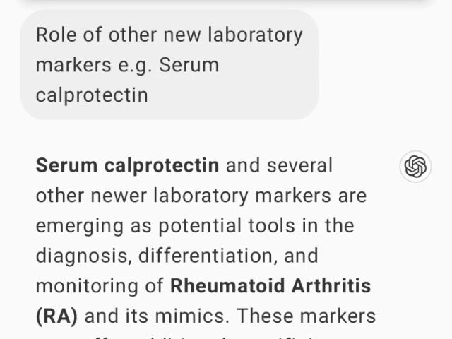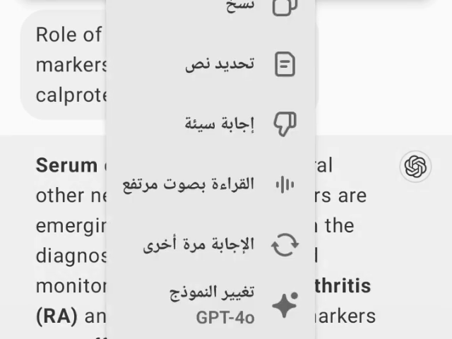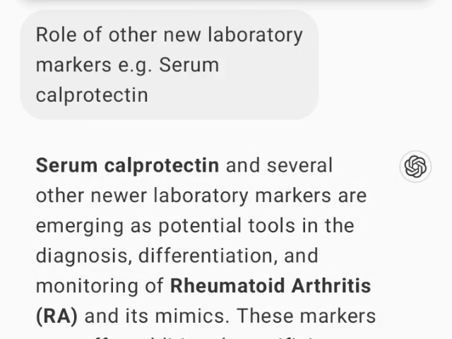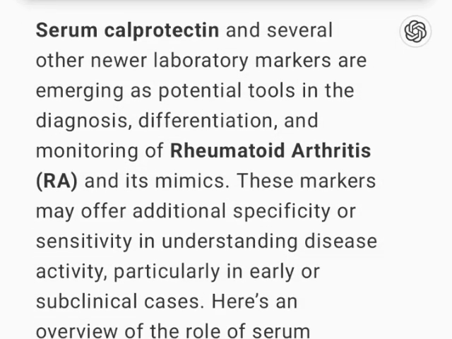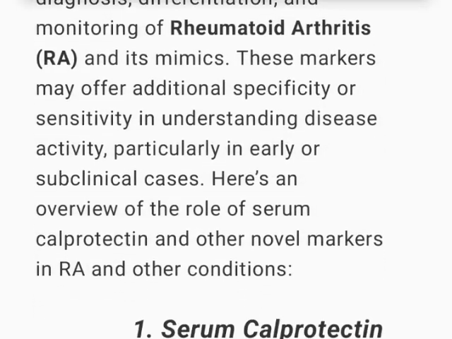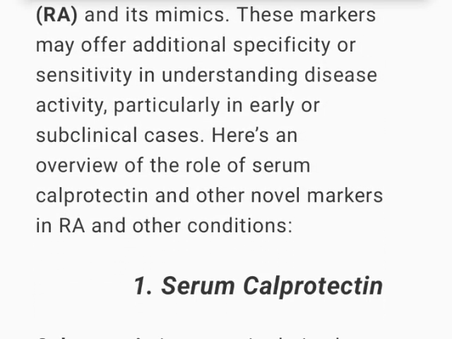Serum calprotectin and several other newer laboratory markers are emerging as potential tools in the diagnosis, differentiation, and monitoring of rheumatoid arthritis (RA) and its mimics. These markers may offer additional specificity or sensitivity in understanding disease activity, particularly in early or subclinical cases. Here's an overview of the role of serum calprotectin and other novel markers in RA and other conditions.